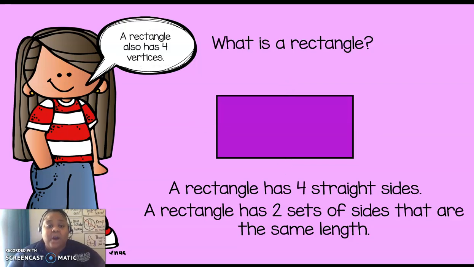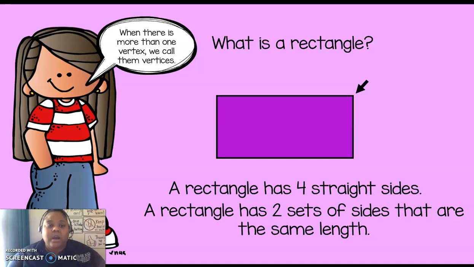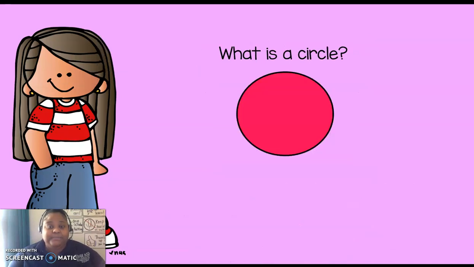A rectangle also has four vertices. What's a vertice? A vertex, which is one, is the point where two sides meet, like a corner. Does everyone see the corner? Where there are more than one vertex, we call them vertices. Let's count the vertices together. So a rectangle has four vertices.